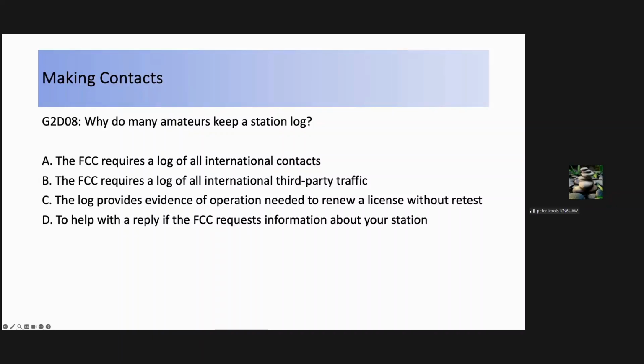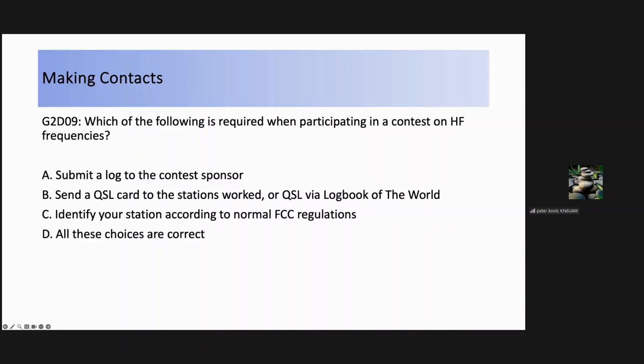Why do many amateurs keep a station log? It's to help with a reply if the FCC requests information about your station. And the FCC has the right to ask information about any station at any point in time. They don't need a justification for it. They can just ask. Which of the following is required when participating in a contest on HF frequencies? Identify your station according to normal FCC regulations. Just because it's a contest and the contesters are trying to move quickly does not eliminate the need to follow FCC rules. And the primary FCC rule here is to identify your station.